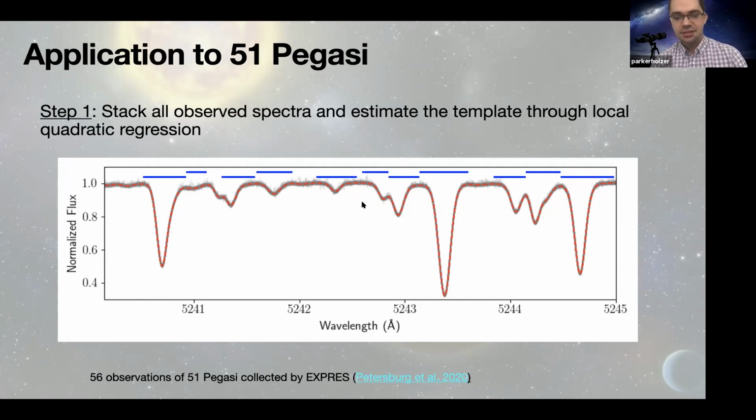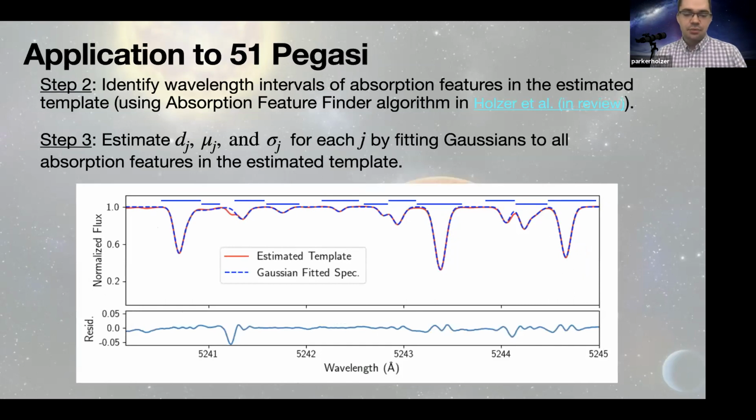You could use pretty much any other non-parametric smoothing, and you'd probably get a good estimate of the template spectrum. And in this plot, just as a side note, with all of the observed spectra plotted in gray, it gives you an idea of the level of noise that is in the spectrum. And in dashed red is the estimated template. So it works really well. And this is for applying the method to 56 observed spectra for the star 51 Pegasi. This is the star that is famous for essentially kicking off the search for Earth-like exoplanets around Sun-like stars back in the 90s. So that's step one, to estimate the template.